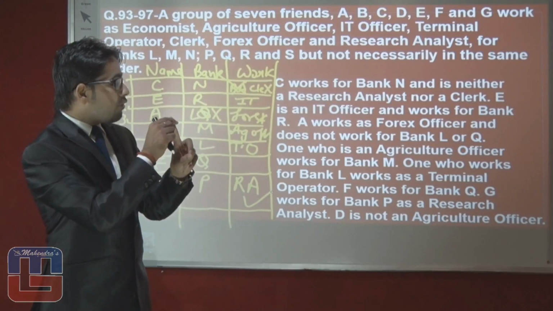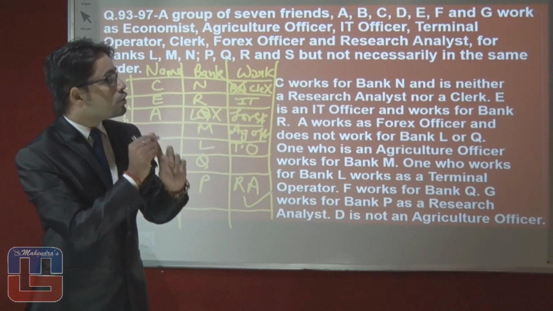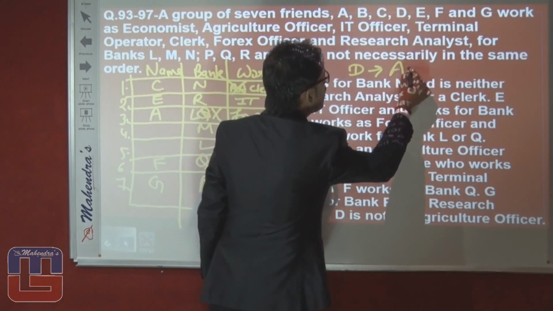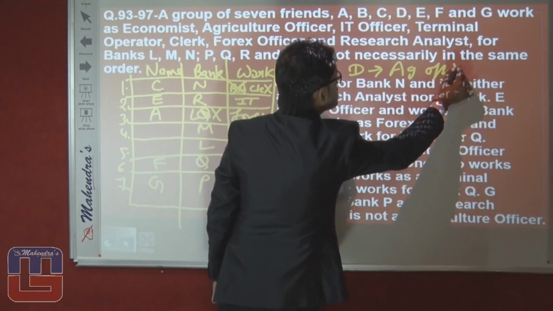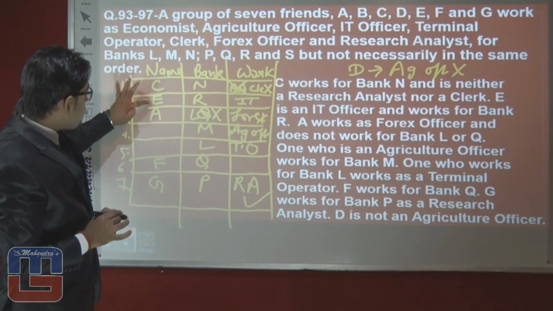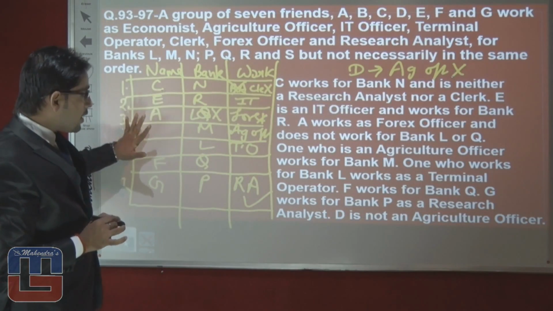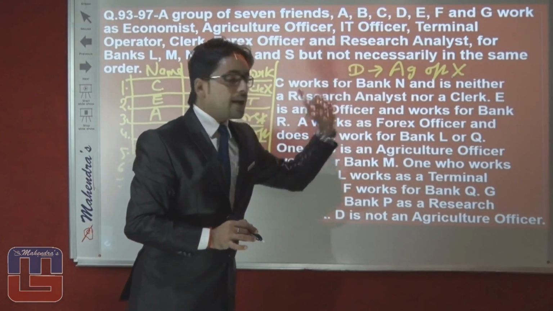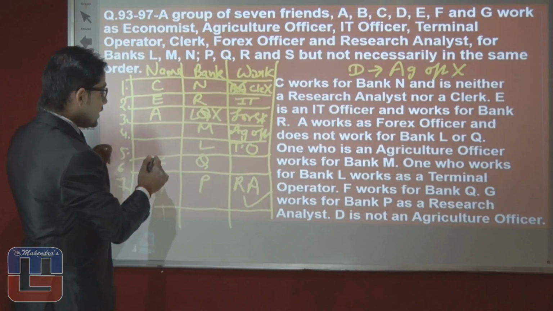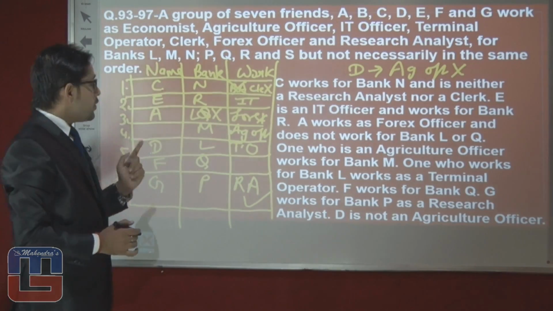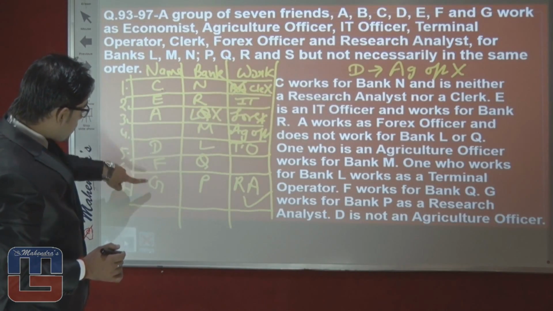It means only 1 positive variable is there. So we have to store this statement, that D is not an agriculture officer. Let's proceed towards the question. Out of 7 names, we have considered 5 names here. Now we can take help of this statement that D is not an agriculture officer, which means D is a terminal operator. Now only 1 place is vacant, which is for A, B.